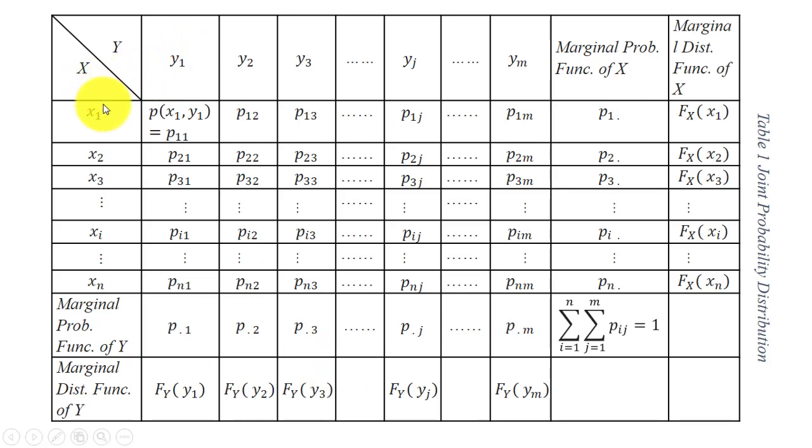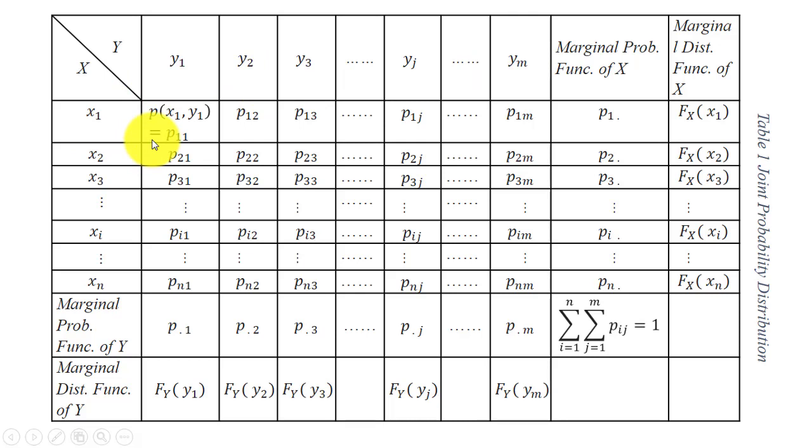Here the x values are in the first column, x1, x2, x3 and so on xn. In the first row the y values are there, y1, y2, y3 and so on. If you take the cross product here, you will get these mn elements: x1 y1, x1 y2 and so on.